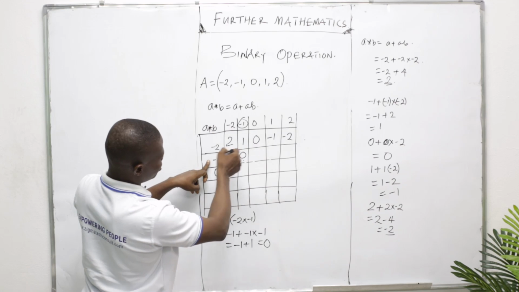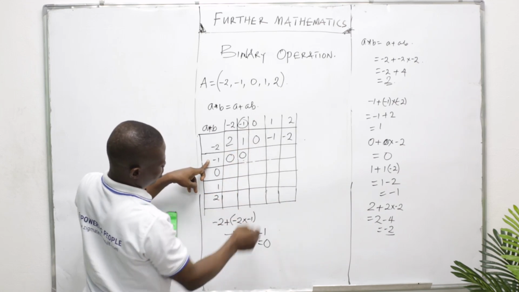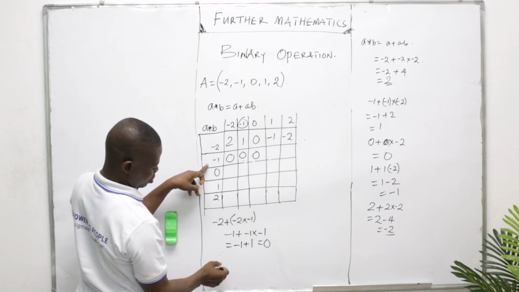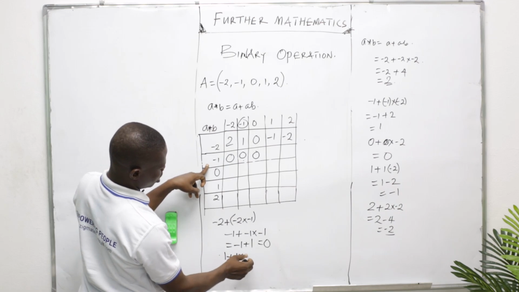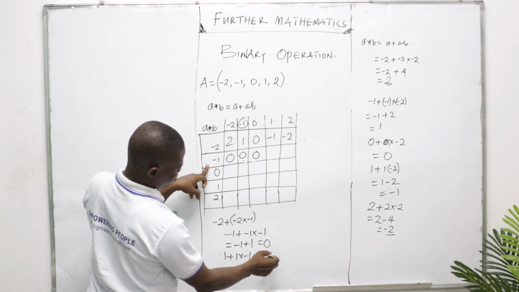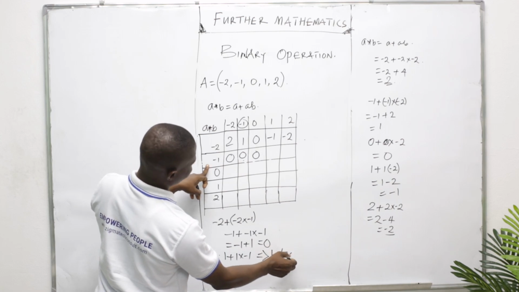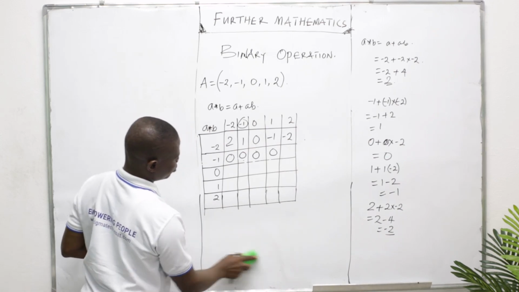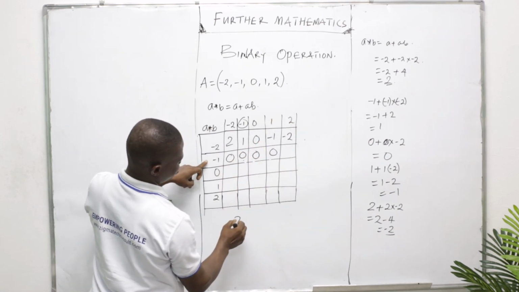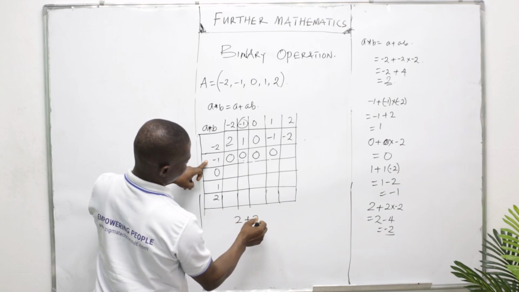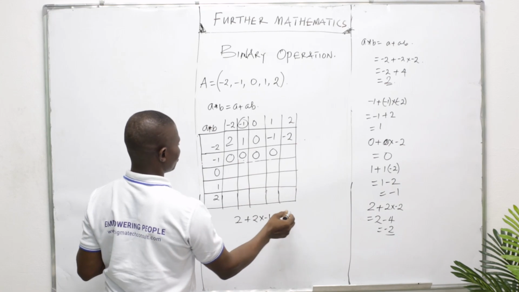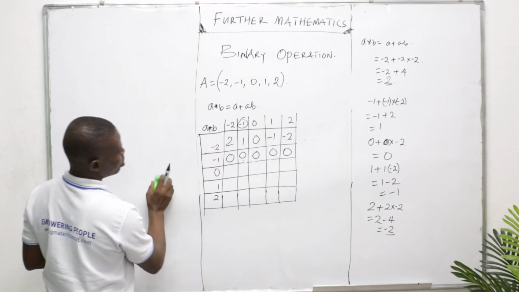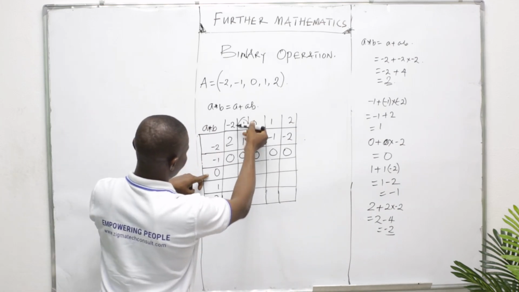Okay, for 0, provided that A is 0, everything will be 0. Now for plus 1, 1 plus 1 times -1. This implies 1 minus 1 equals 0. For 2, A is 2 plus 2 times -1. So you can see here is producing 0 all through. This against this.